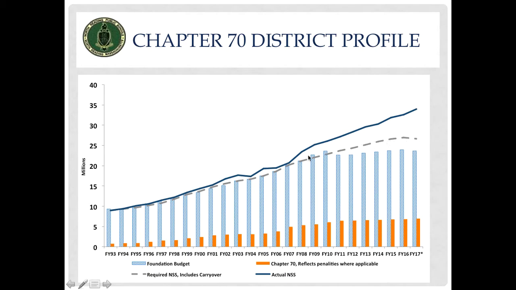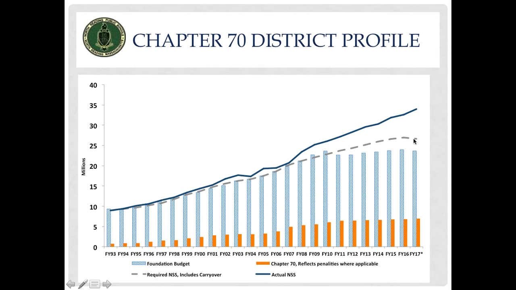The dotted line here represents the required net school spending. So again, this is the amount we're required to spend. And as you can see, over the last several years, because of the fact that we're receiving more Chapter 70 aid than the formula thinks we should, the difference between our target of 17.5% and where we actually fall at 29.3% or so is the reason why our required net school spending is so much greater than the foundation budget. And then the solid blue line is our actual net school spending, which, as you can see, we have been spending over the last several years more than what we're required to spend.